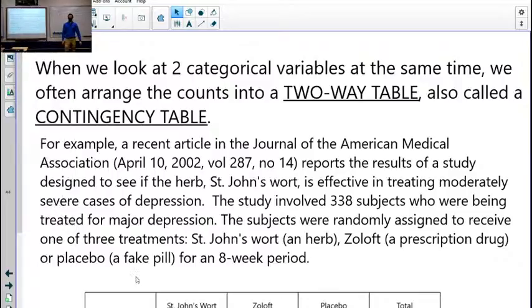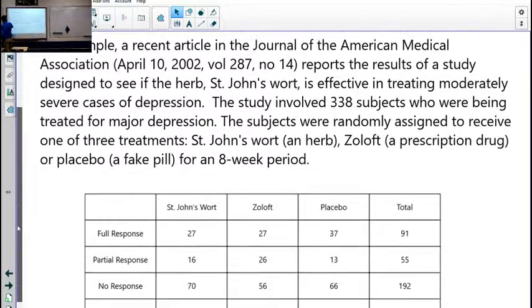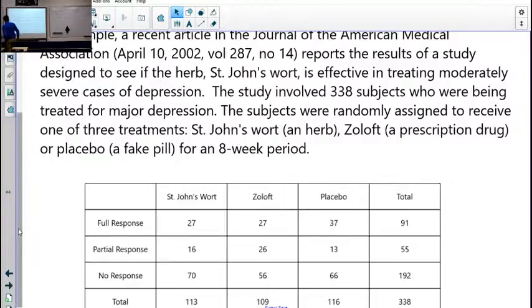Two-way table. Especially if you've worked with prepping for the SAT, you're probably experts at these, because the SAT loves two-way tables and loves having you read them. So, 3 different treatments that we have: basically an herb, a prescription, and a placebo.